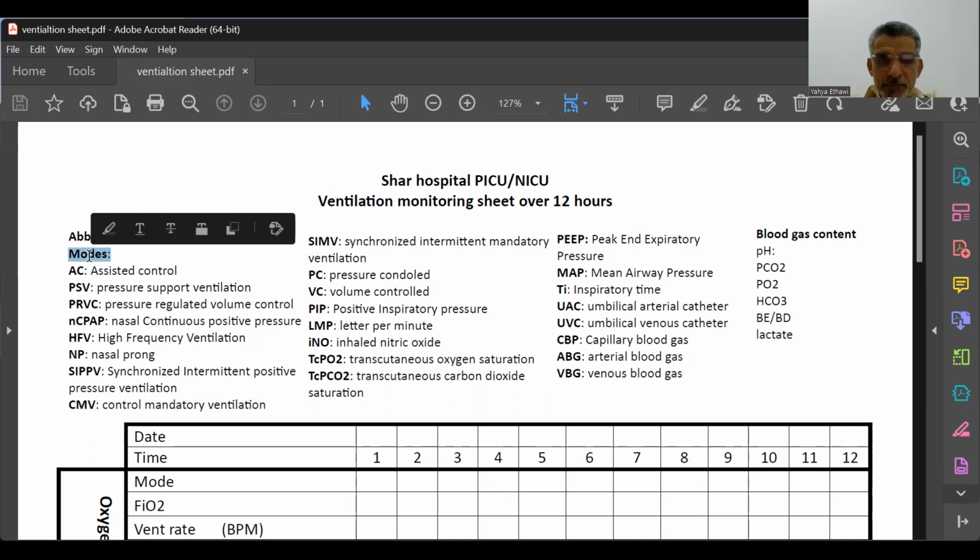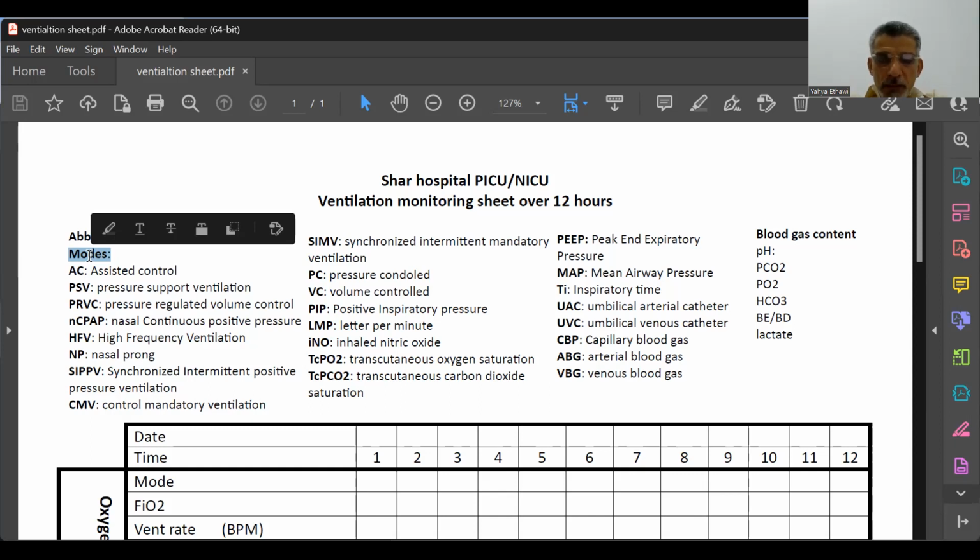So the mode is the type of support we provide to the baby, the type of respiratory or ventilatory support we provide the baby. The mode is the type of ventilatory support we provide the baby, and it depends on two things. First, it depends on the phase variable. Also, there are other types of variable.